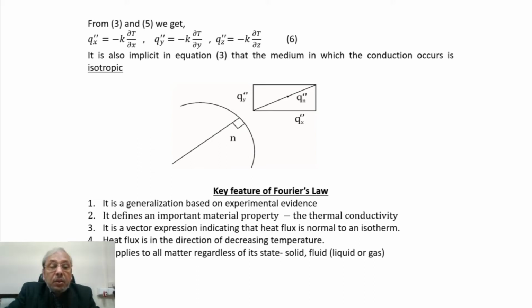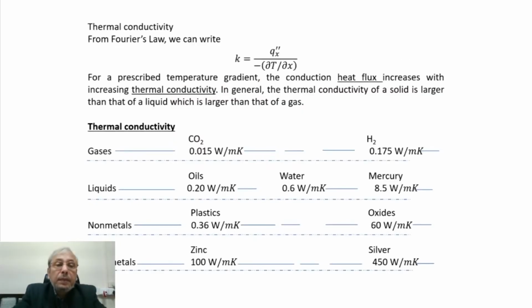It applies to all matter regardless of its state. That means solid or fluid. Fluid can be any liquid or any gas. Therefore, we can write the expression for thermal conductivity from Fourier's law as K equal to Qx double prime divided by minus ∂T/∂x. For a prescribed temperature gradient, the conduction heat flux increases with increasing thermal conductivity. Quite obvious. In general, the thermal conductivity of a solid is larger than that of a liquid, which is larger than that of a gas.